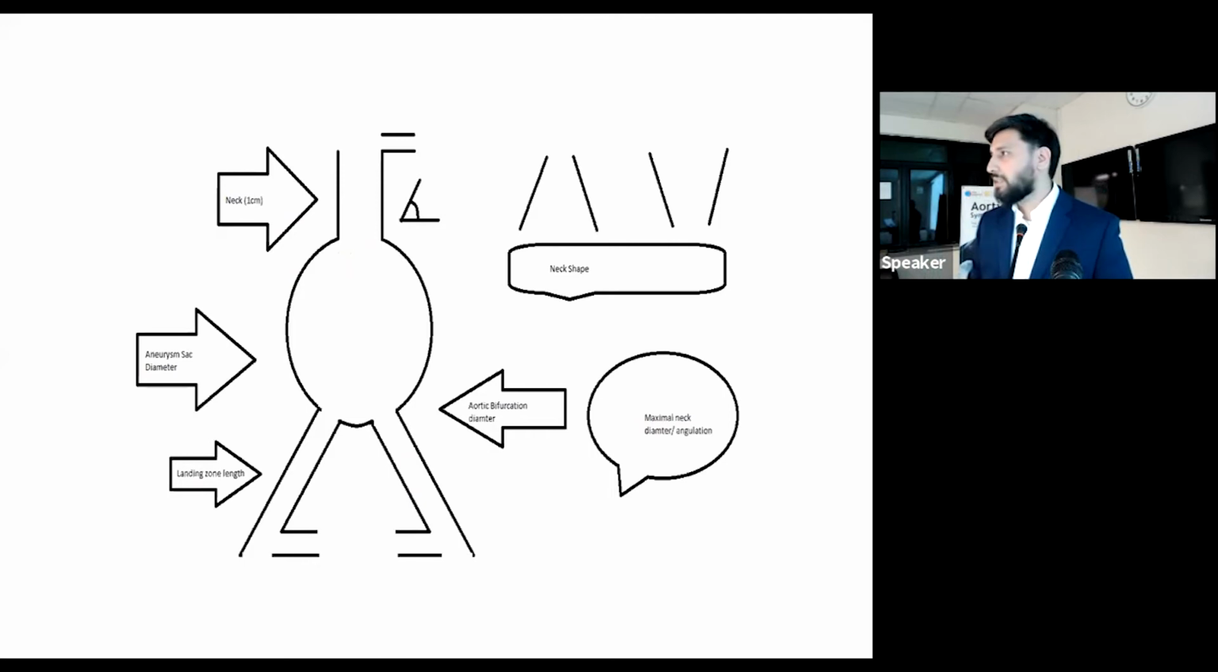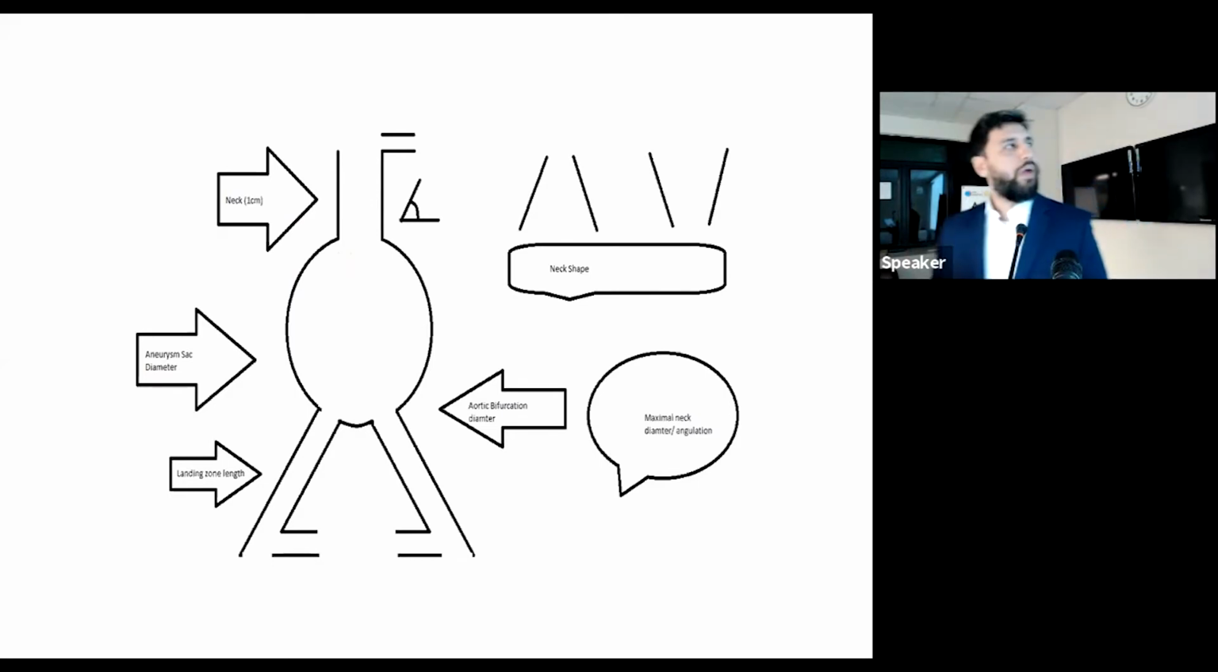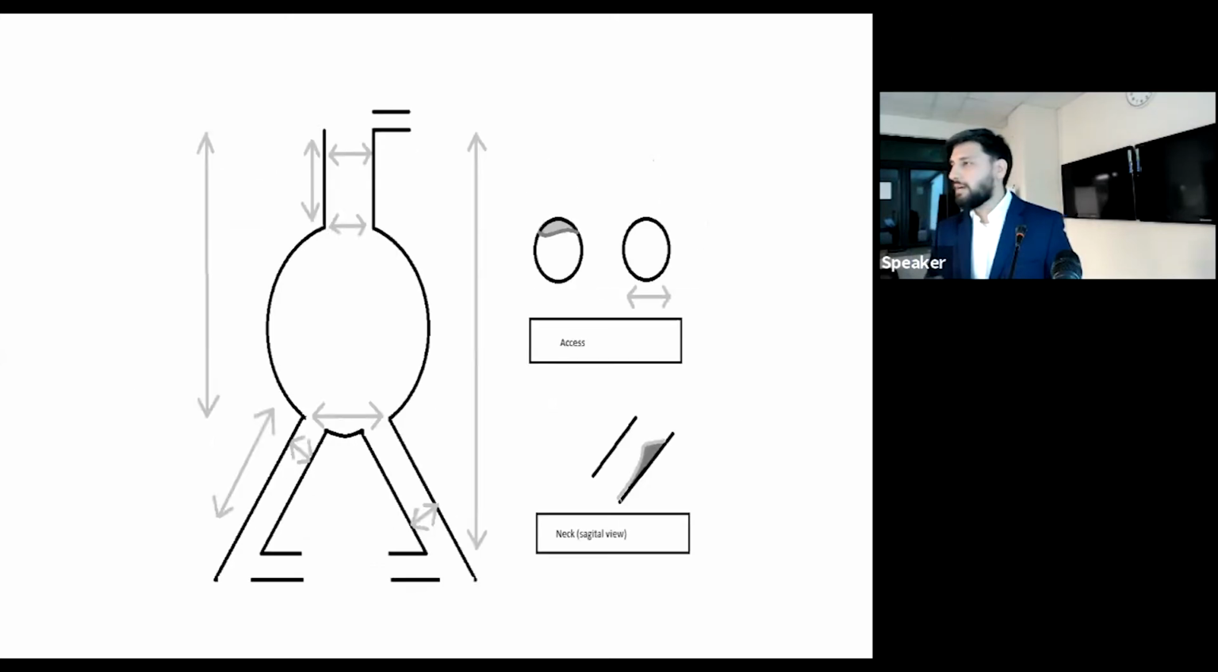So just a quick and dirty diagram, the kind of thing I do on the back of an envelope for every case. Although each and every company has its own planning paperwork that you can fill and use, I like to do this on my own as well, just so I have a good idea of what we're doing. And the neck, you want usually about 1 centimeter. You want to look at the neck shape, you want to look at the angulation. We've talked about all of these things, but this is just a little diagram that I make on the back of a piece of paper.